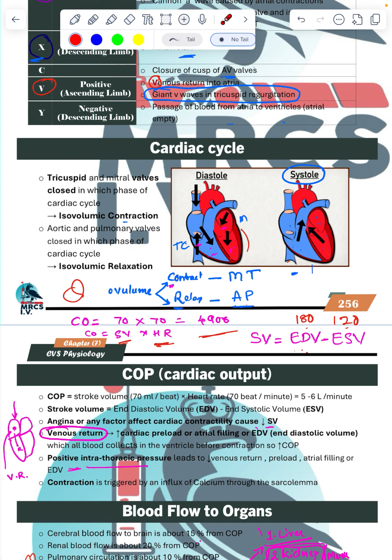Isovolumic means the volume is the same and there is contraction. When both valves are closed, this is isovolumic contraction. When the aortic and pulmonary valves are closed in the cycle, it is relaxing but the valves have not yet opened. This is isovolumic relaxation.